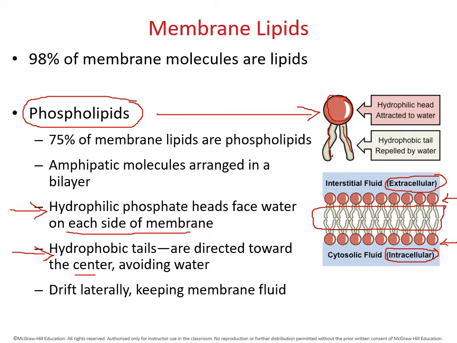Now, keep in mind that us stacking our bilayer this way will give us our semi-permeability or selective permeability component to the plasma membrane. It will also allow the cell membrane to be very fluid. So your cell membrane is not a rigid structure, it's very fluid, and it can easily move from side to side in a lateral motion.